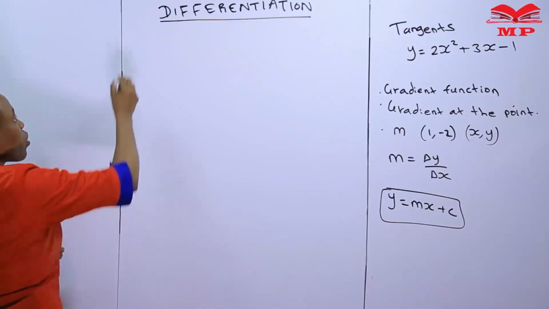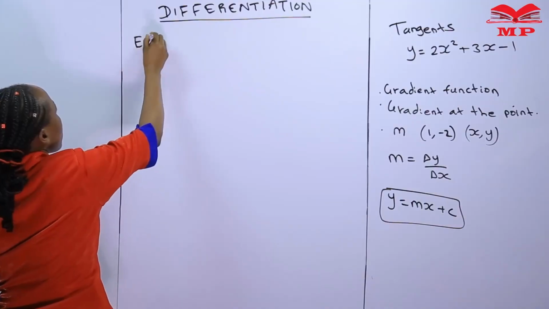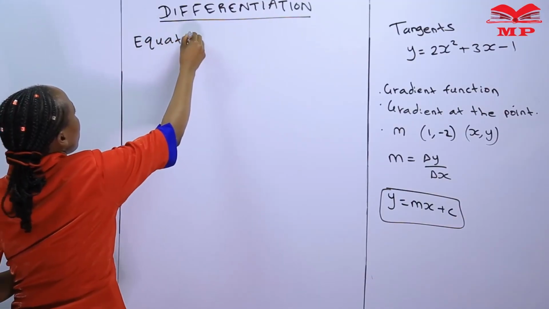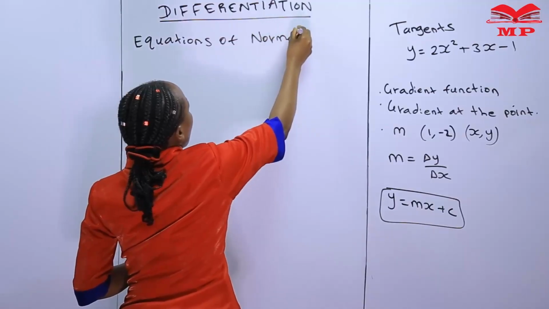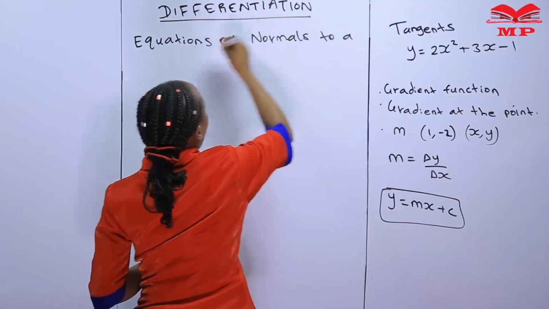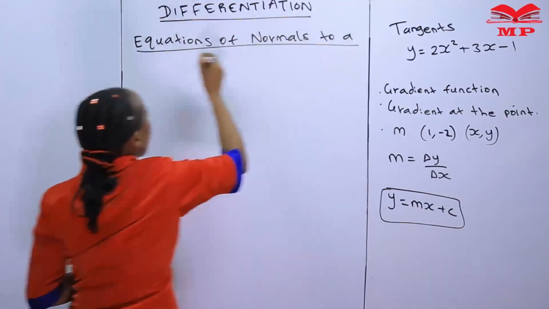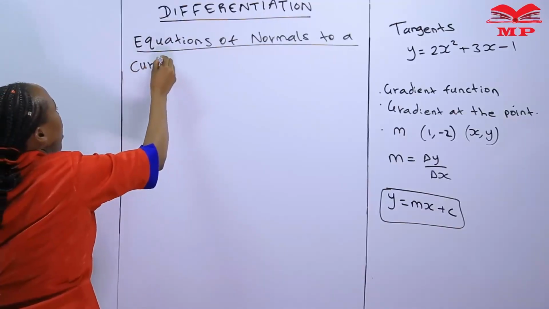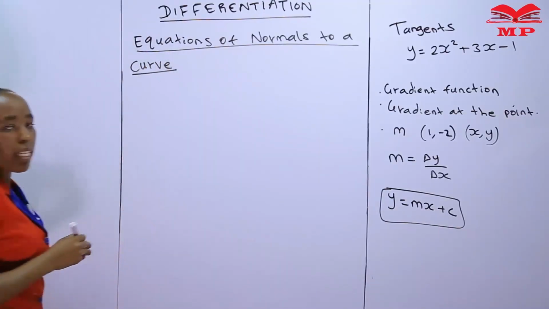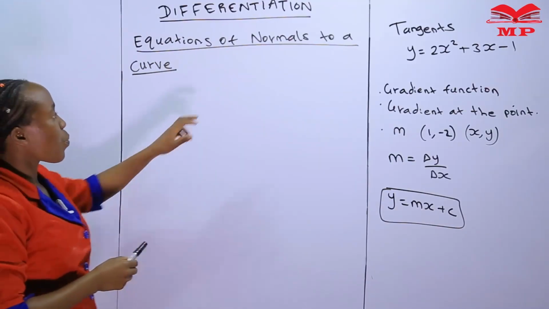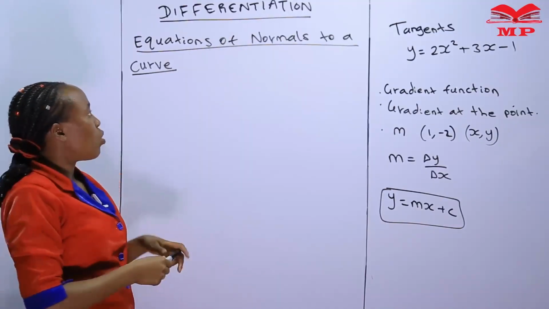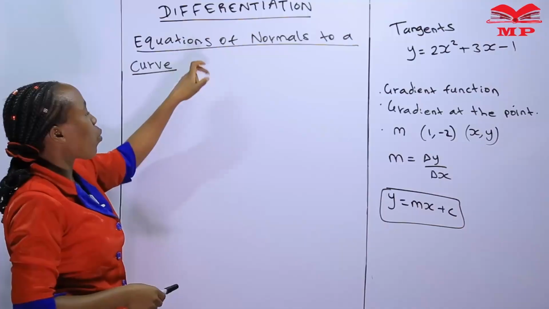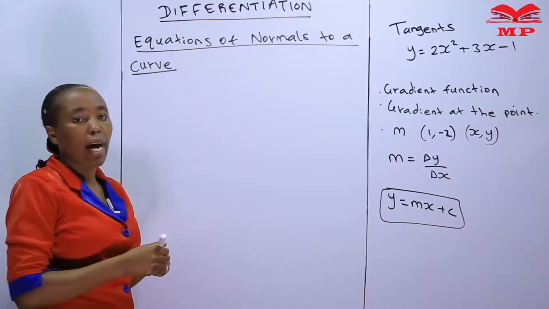So in this lesson, we look at equations of normals to a curve. And the first thing that I want to explain is what we mean by the term normal, so that we can now find the equation of the normals to a curve.